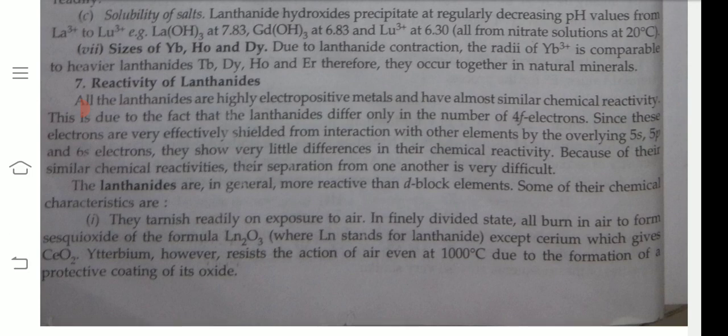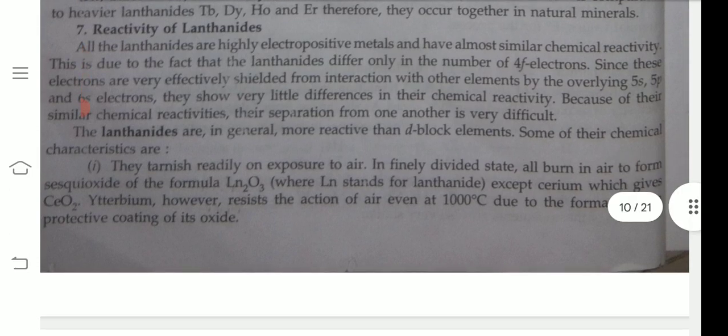Reactivity of lanthanides. All the lanthanides are highly electropositive metals and have almost similar chemical reactivity. This is due to the fact that the lanthanides differ only in the number of 4f electrons. Since these electrons are very effectively shielded from interaction with other elements by the overlying 5s, 5p and 6s electrons, they show very little difference in their chemical reactivity. Because of their similar chemical reactivities, their separation from one another is very difficult.